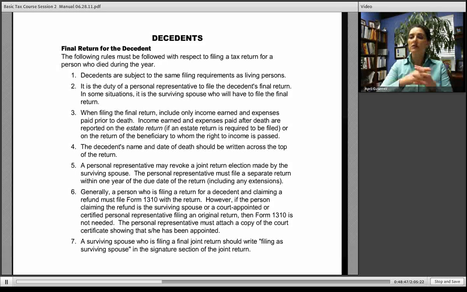And whoever is responsible for handling the estate or affairs of the decedent's estate, that person is the one who's responsible for filing the final return. Now, in many cases, the person who will file that final return is the spouse. But of course, if the person is not married, it might be a child or some other personal representative that was left with that responsibility.